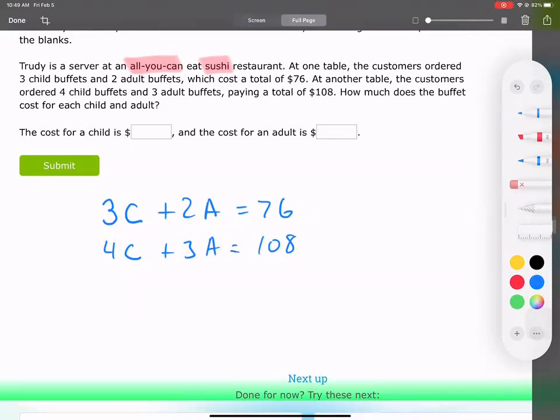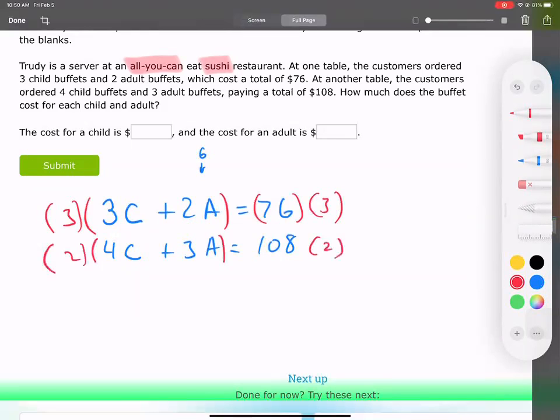So to make 2 look like 6, the goal is I want to make this guy look like 6. So I need to multiply the top by 3 and the bottom by 2. And if I do that, 3 times 2 is 6, 2 times 3 is 6. They'll both be 6. But I need one of them to cancel.